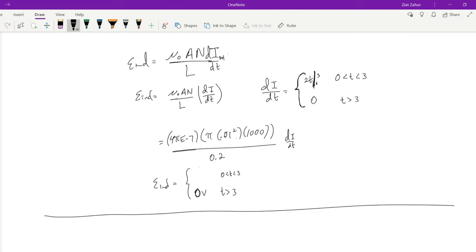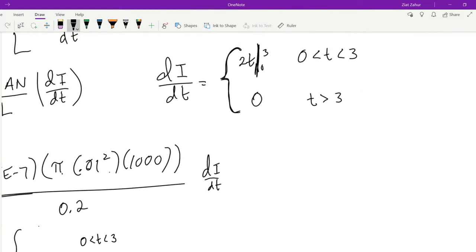Definitely 1.97 E -6. What's dI/dt? dI/dt is for the first one. Oh, sorry, dI/dt is 0 for, of course, greater. So that part is easy. It is 2t, but it goes from 0 to 3.